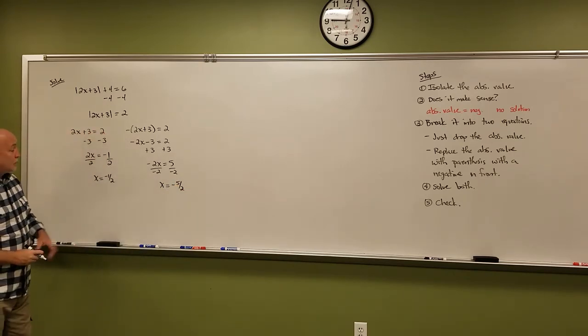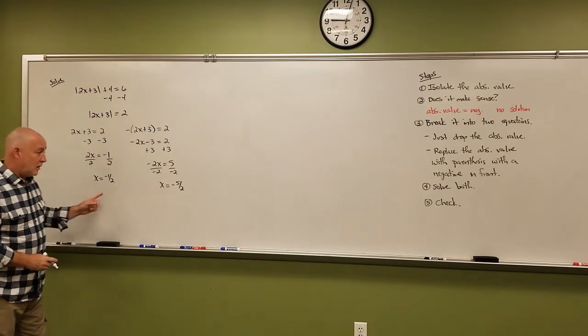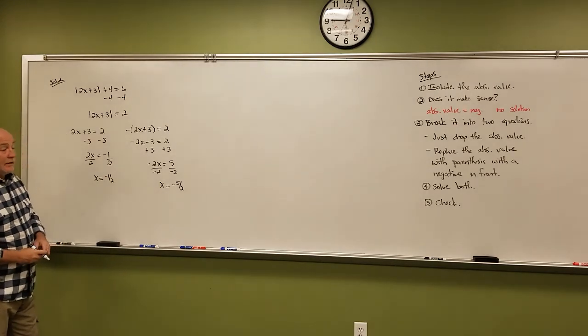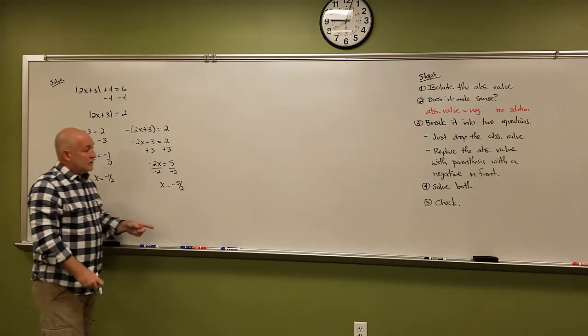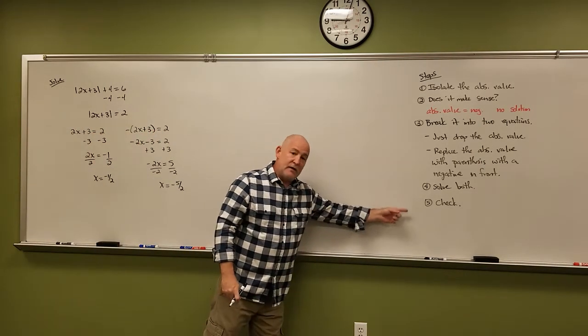Okay, so we got our two answers, and that's what we expected, that almost every time we should get two answers with an absolute value equation because we have a mirror distance on each side. Now, that got us through step 4. Now, step 5 said check.